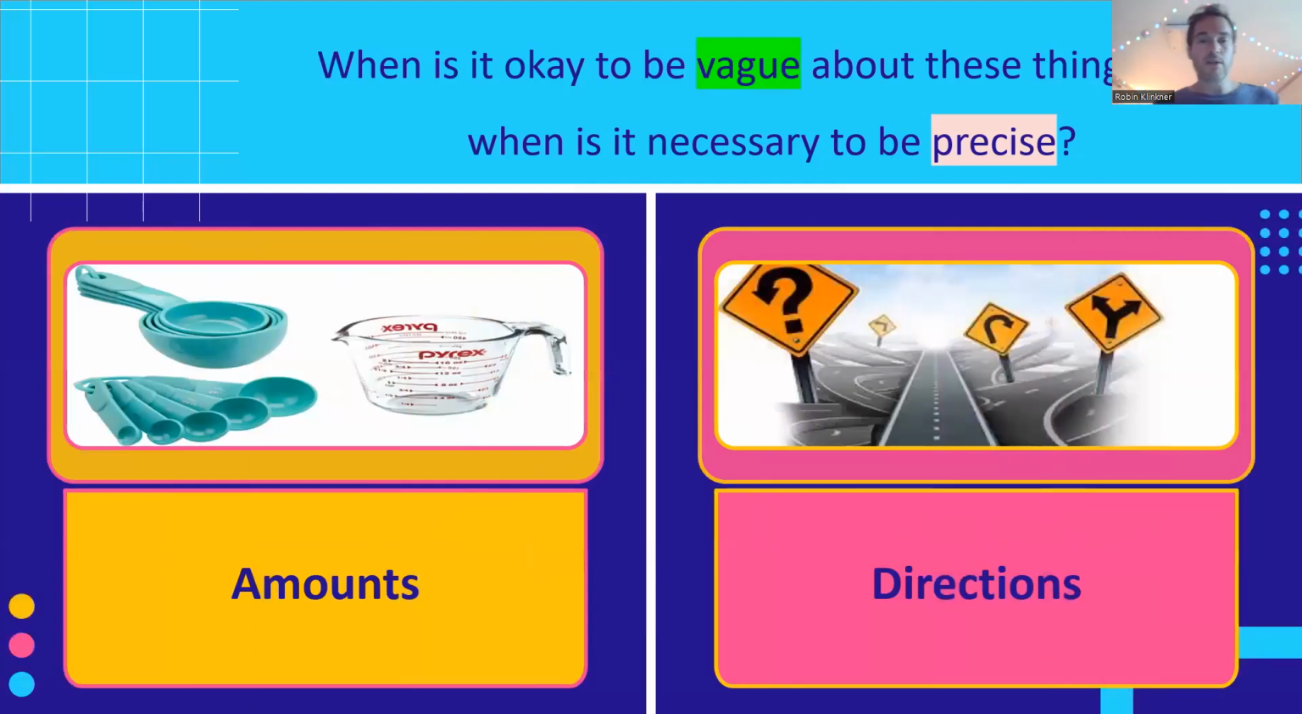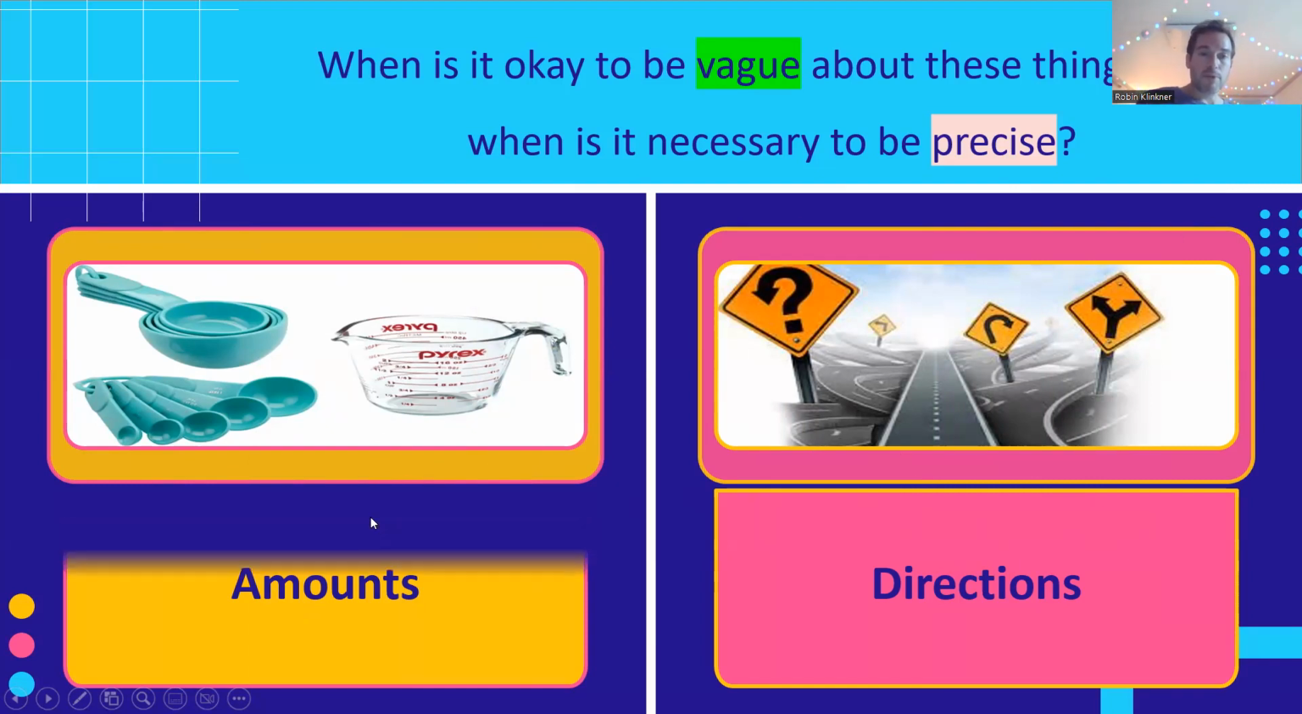So when is it okay to be vague when talking about amounts? As you can see here, these are liquid amounts, measures, distances, money, that's an amount. Directions. And when is it important to be, or necessary to be precise? So I thought of some, and here we go.